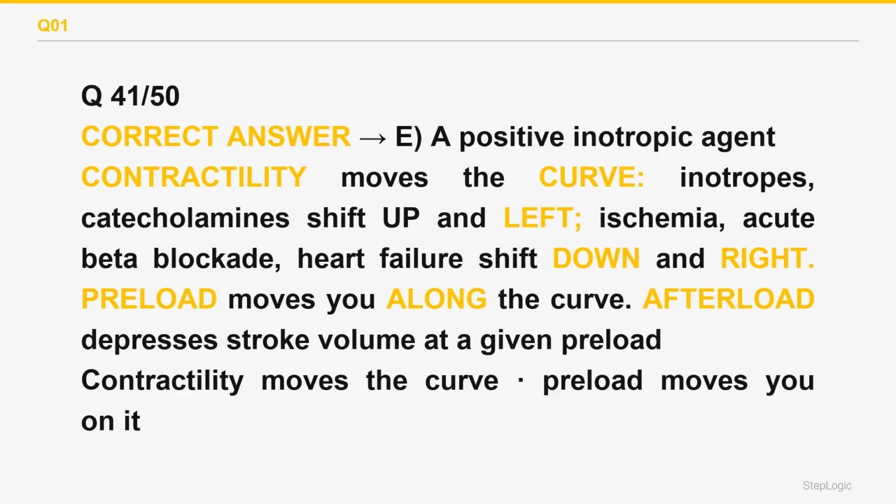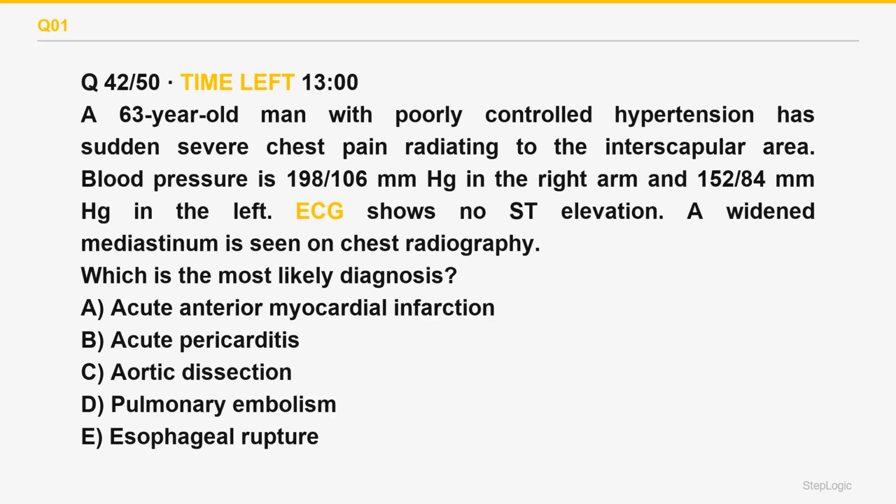Afterload reduction with vasodilators improves stroke volume substantially, which is precisely why these agents are central to heart failure management. If you see a Starling curve question, learn to decide first whether the curve moved or the point on it moved.